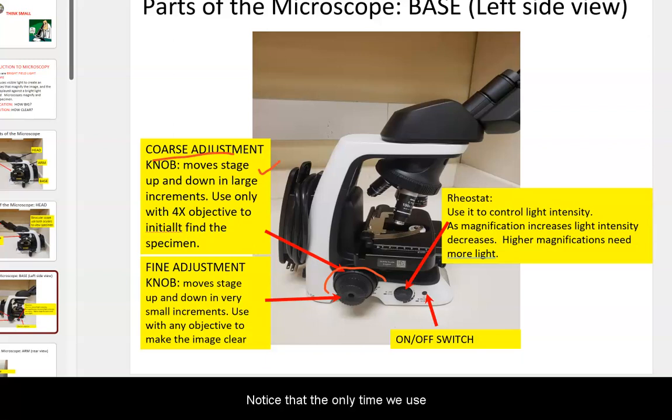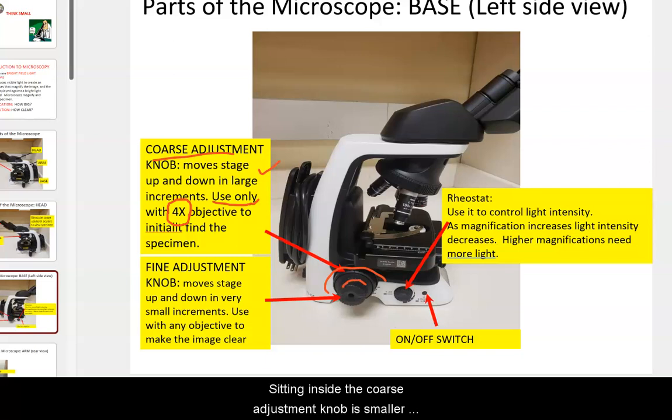Notice that the only time we use the coarse adjustment knob is when we're trying to find the specimen initially at the beginning. So the only time we use this coarse adjustment knob is when we're finding the specimen with the 4X objective. After we have found this specimen, we do not use the coarse adjustment knob anymore.